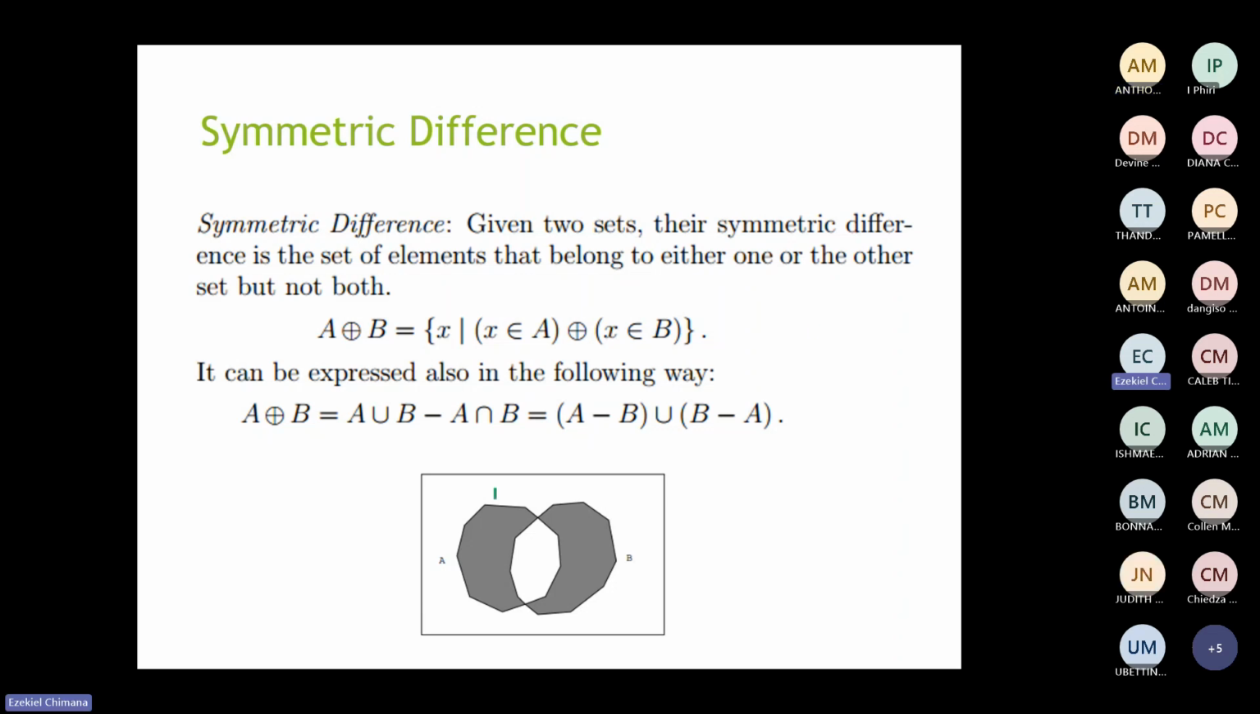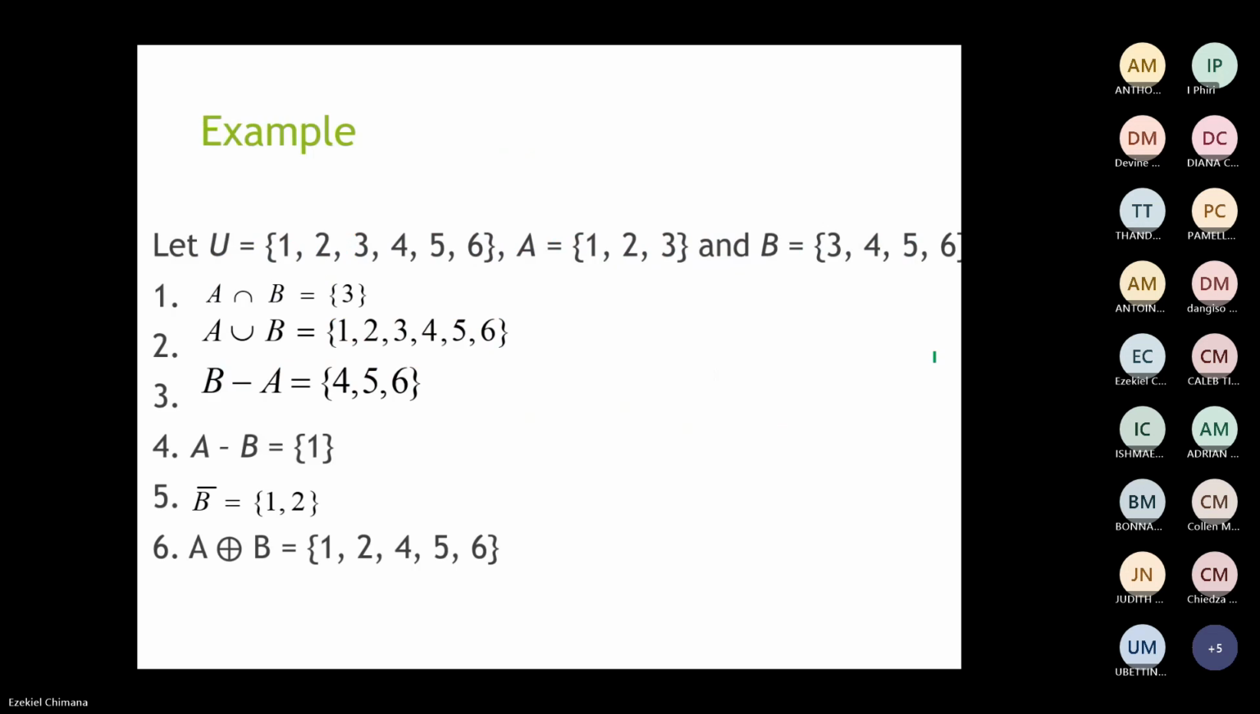On symmetric difference, you are just looking for those elements which are in A and in B, but not in both. Just like that. Elements which are in A and in B, but not in both. So we are just excluding the intersection. That's the symmetric difference of sets. So we can move to the next slide.